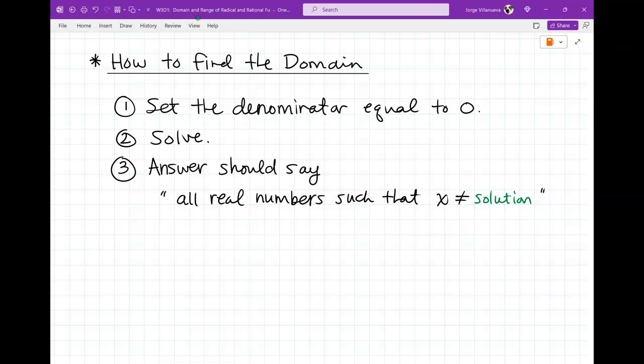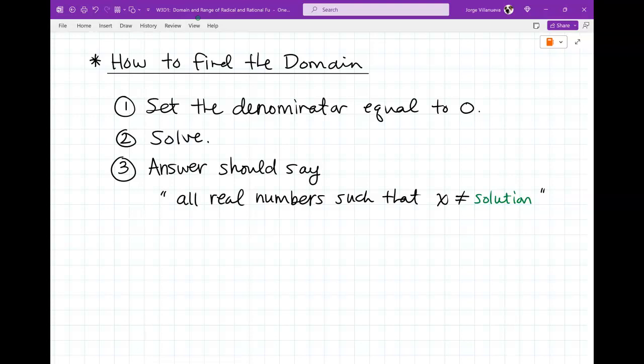All right, so you're going to solve whatever answer you got. Let's say it's negative 3. Your answer should say all real numbers such that x cannot equal negative 3. So you're just filling in that green part, but you're going to write that whole thing in quotes. Okay?